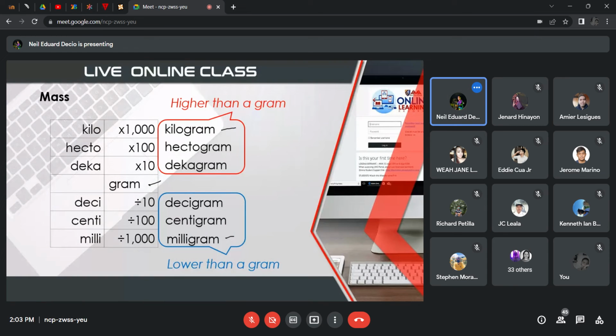So ganun pa din yung conversions natin. Okay? So that is how we convert pa rin. We just move the decimal point to the left if you're using prefixes higher than a gram, and to the right naman if we're using prefixes less than a gram. Diba? Kasi nga, base of 10, so most likely, tig-isang decimal places nag-move yung decimal point natin.